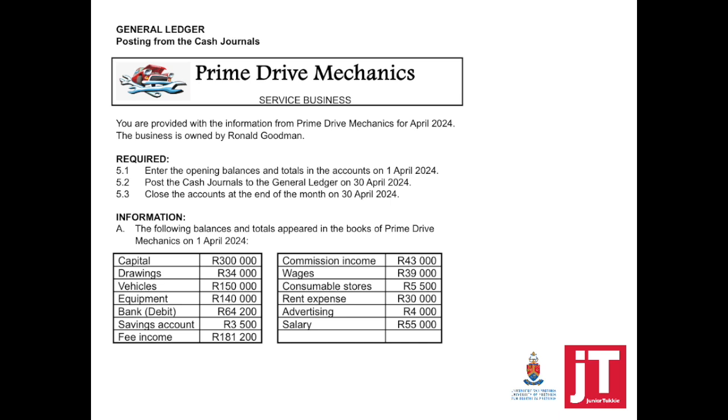Question number 2. Post the cash journals to the General Ledger on 30 April 2024. And the third question, close the accounts at the end of the month on 30 April 2024. Information A. They've given us the balances and totals on the 1st of April, which means this is going to be used to answer question number 1.